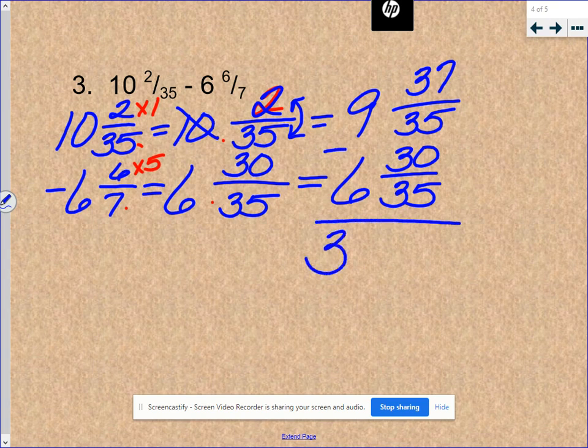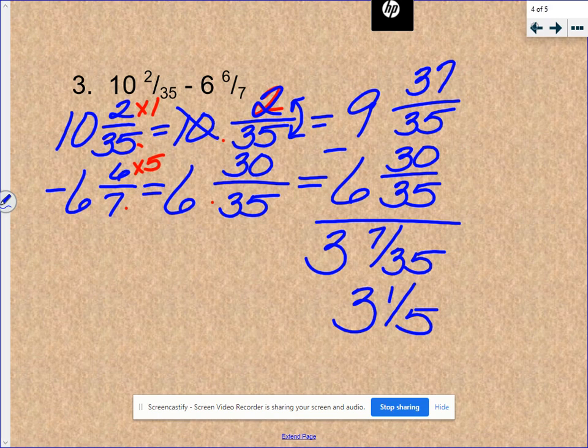9 minus 6 is 3. 37/35 minus 30/35 is 7/35. But hopefully there's a red light going off in your head going, whoa, whoa, 7/35 is not in simplest form, and therefore I get 3 1/5.